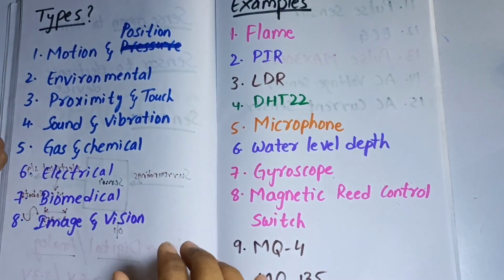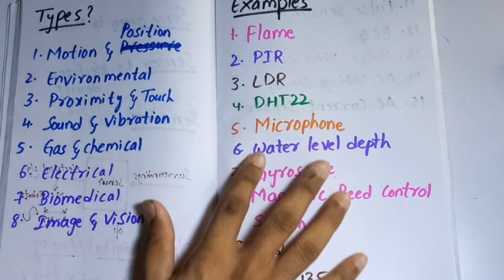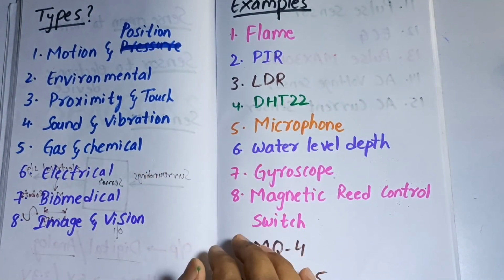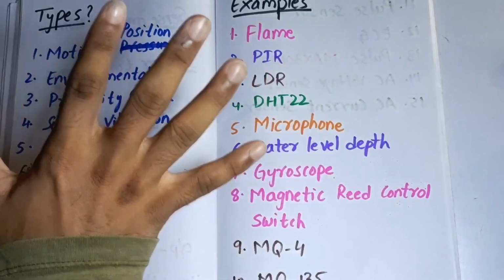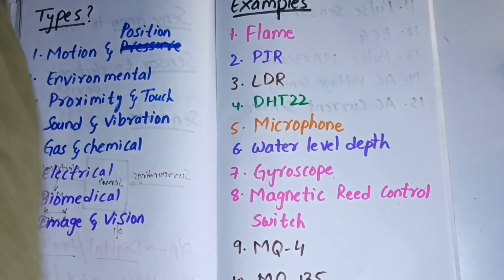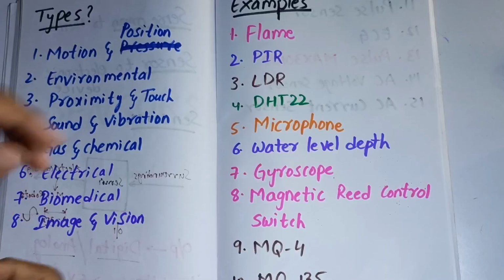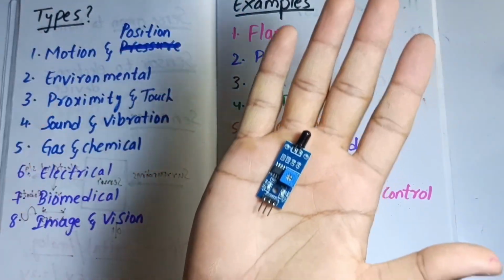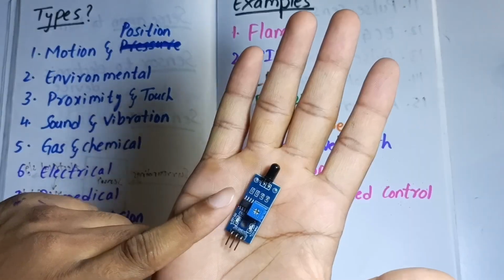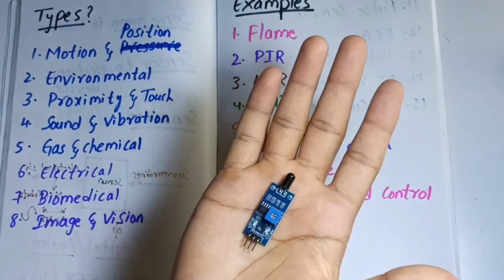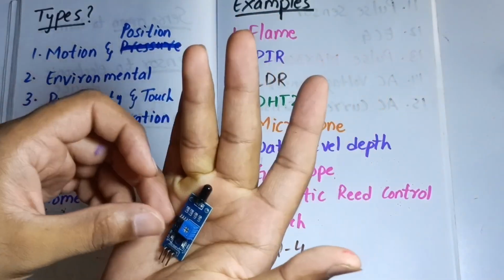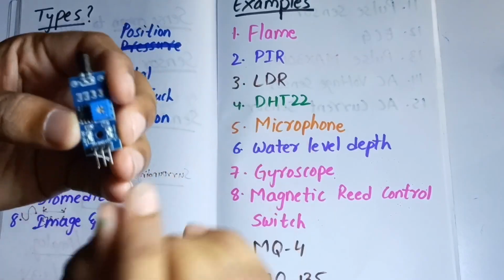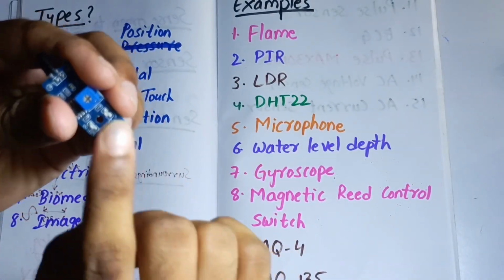Coming to the examples of sensors, I've taken some of the sensors as examples so that you'll get to know what the sensors actually look like and what we use them for. Coming to the first one, flame sensor. This is what it is and this is how it looks like. This sensor is used to detect the flame in its surroundings. As soon as it detects some flame, it will give us some data using these pins.